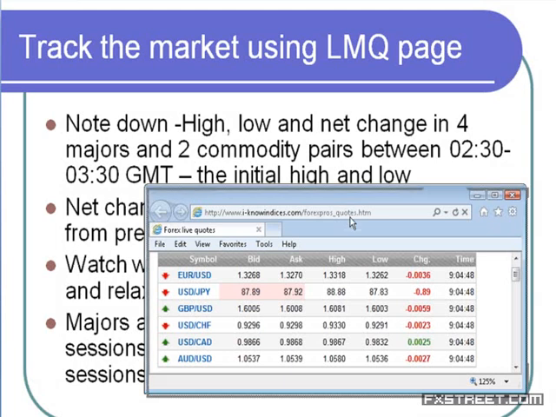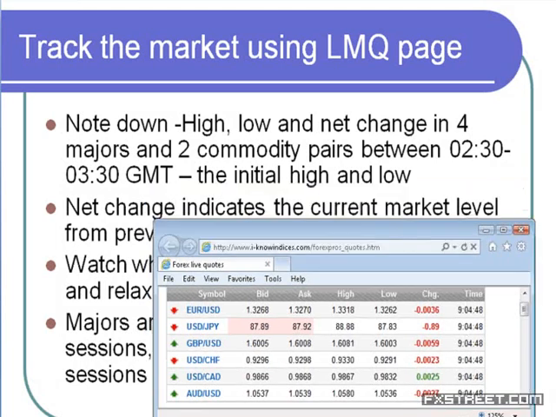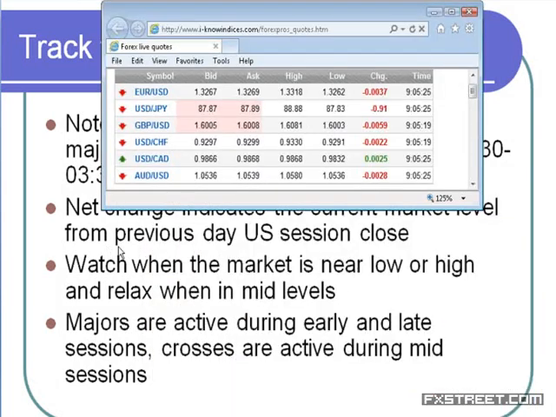In the live market quote page, around 3:30 GMT, they set the initial high and the low. They set the initial high and the low on a daily basis. If we note down, in the 4 majors and 2 commodity pairs, those initial lows and highs, and relate those levels to the market during the course of the day, you will be able to understand what sort of moves they are trying to do. The net change is nothing but how much of a drop or gain has happened in the market from the previous day close.